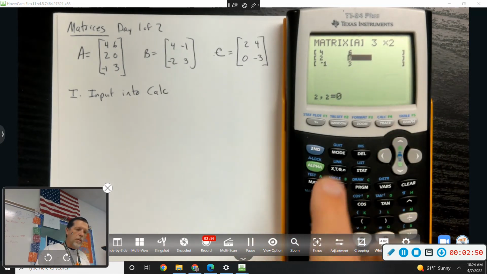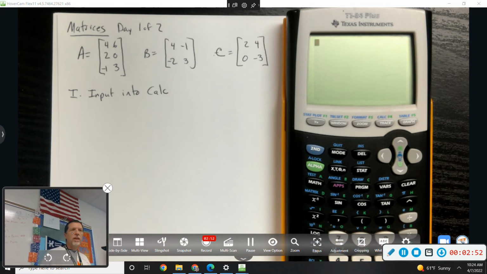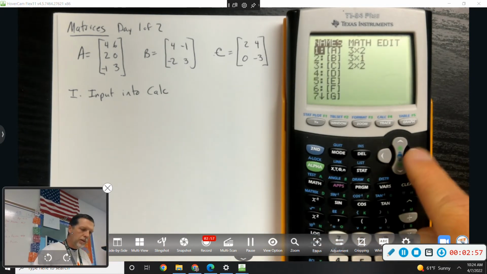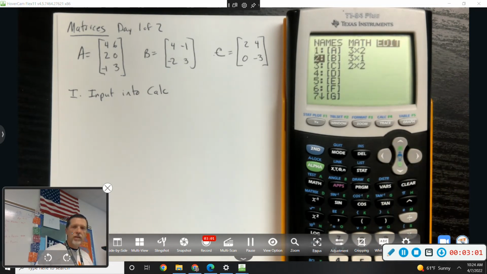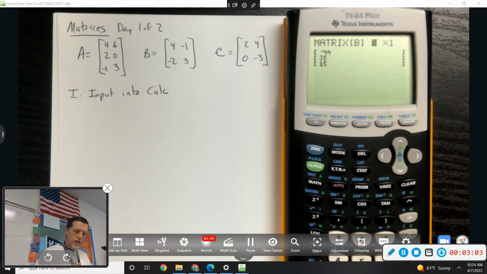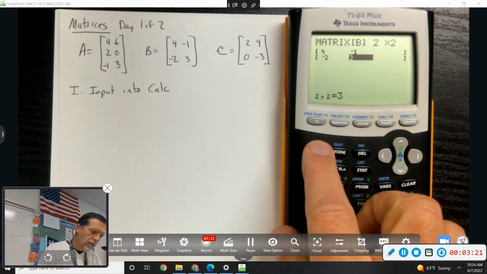All right, second quit. It's because you have to exit out to put another one in. And then go back and put in B and C. So matrix, go over to edit, down to B. Matrix B is a 2x2. Or -1, -2, 3. And for matrix B, again, take that 2 seconds it takes to double check to make sure the numbers are in there correctly.